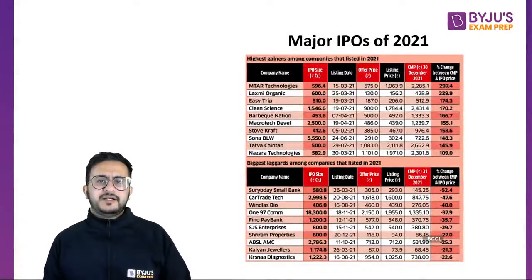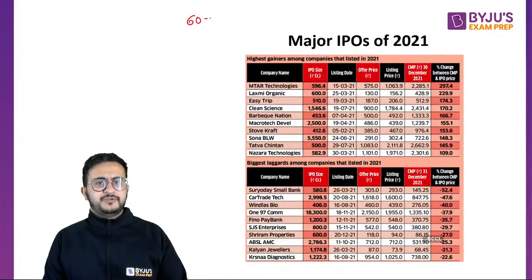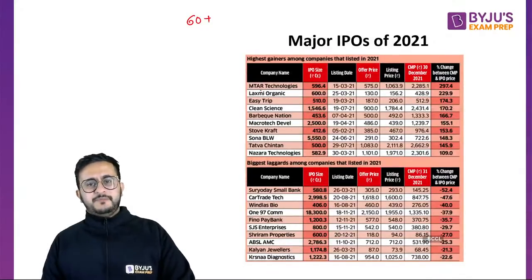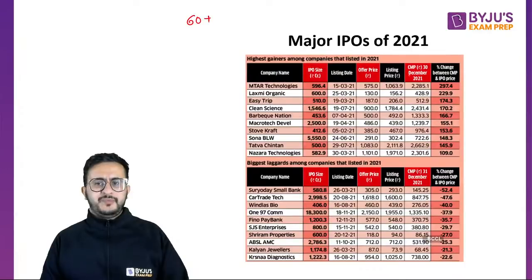Then the year 2021 saw a huge number of IPOs, right? There were around 60 plus IPOs in the country. These are some of the ones which did perform very well, like MTAR Technologies. Now this data is up to 30th December 2021. Some of the companies' shares increased drastically, whereas some companies faced huge losses also, like One97 Communications, which is Paytm. That was the largest IPO of the year, with an IPO size of 18,300 crores, but the stocks fell badly.